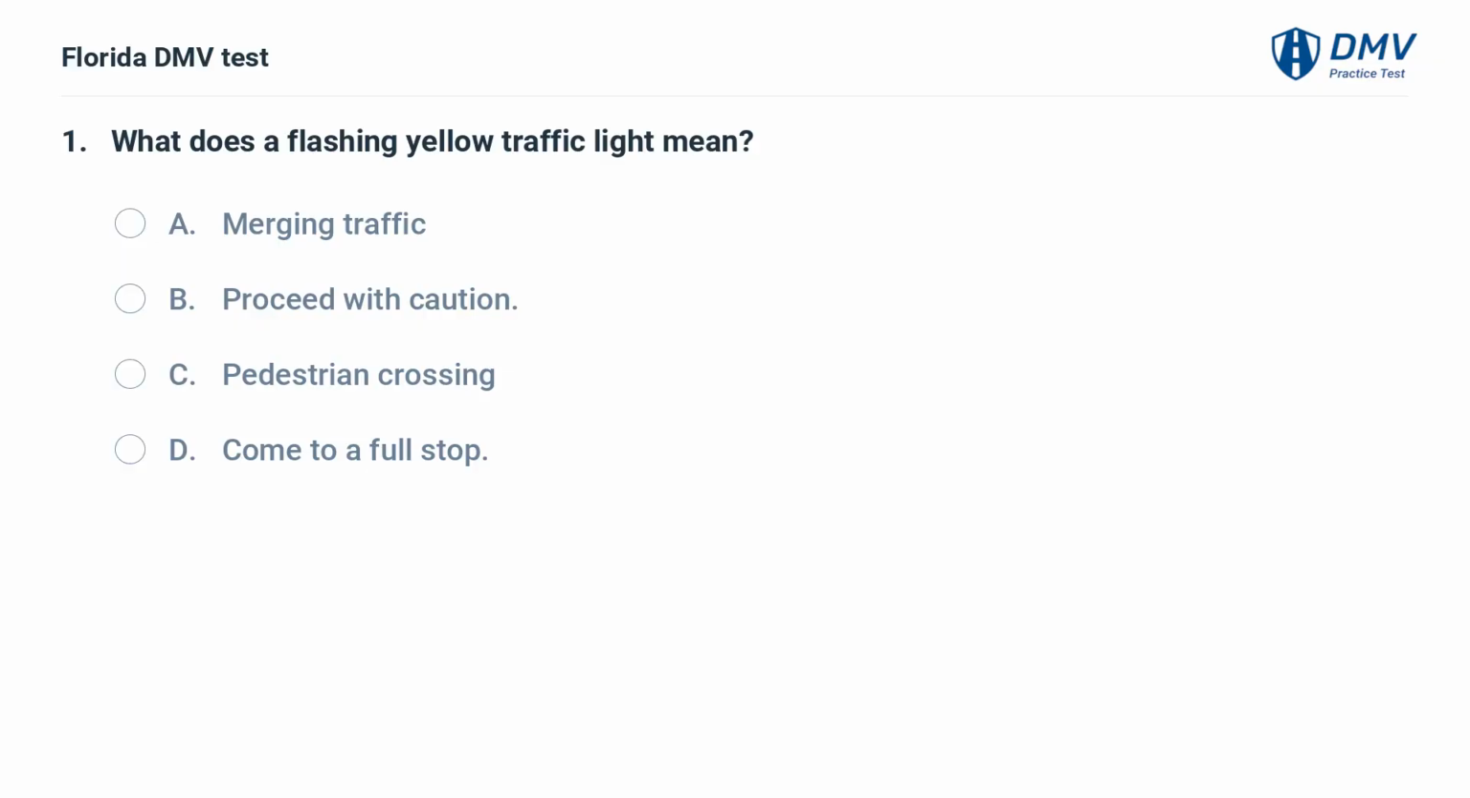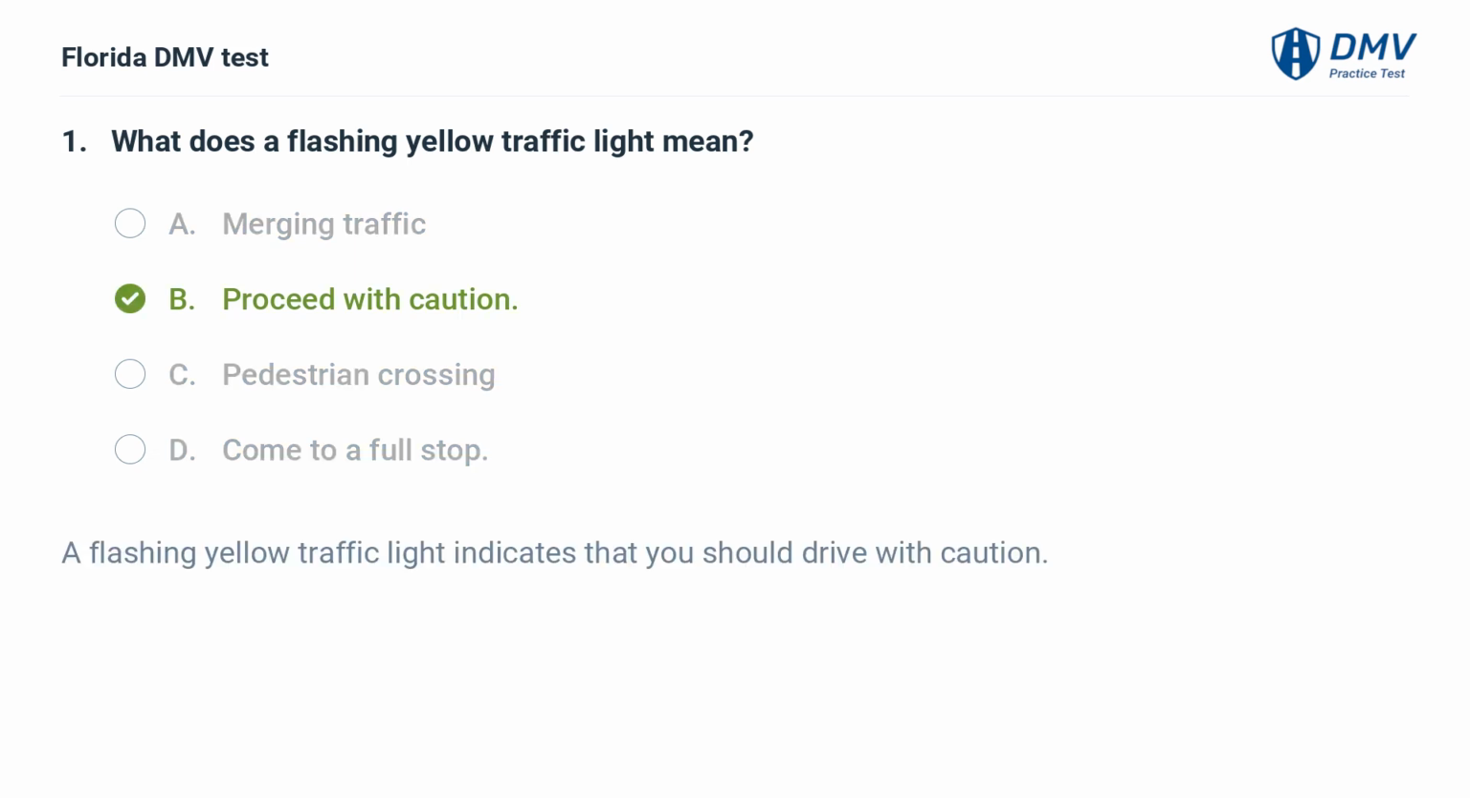What does a flashing yellow traffic light mean? A. Merging traffic. B. Proceed with caution. C. Pedestrian crossing. D. Come to a full stop. B. Proceed with caution. A flashing yellow traffic light indicates that you should drive with caution.